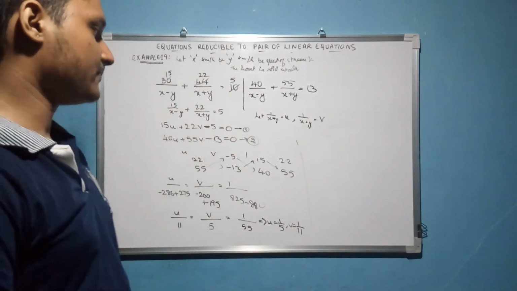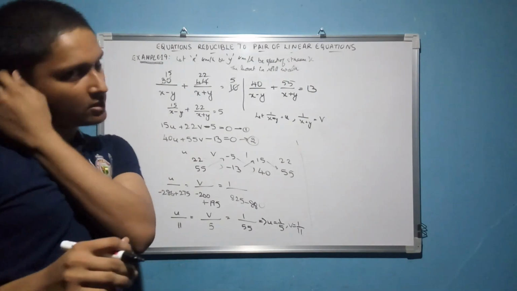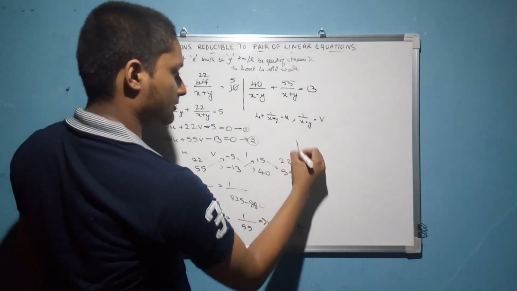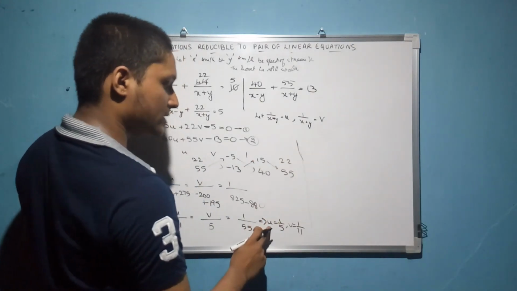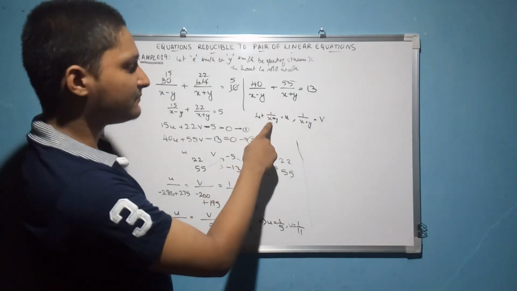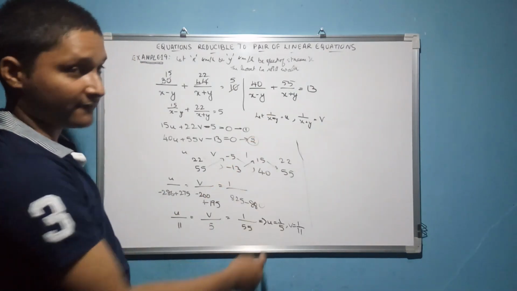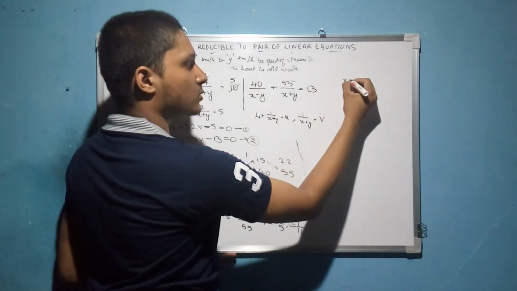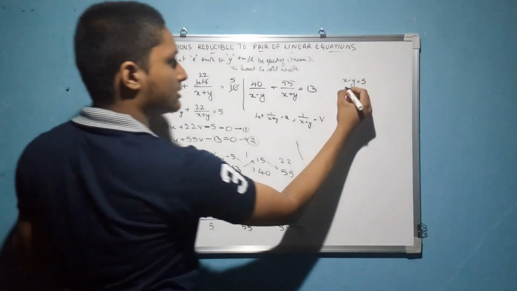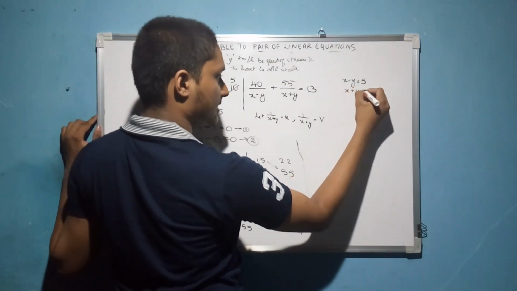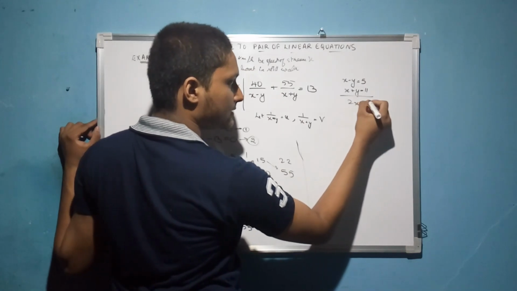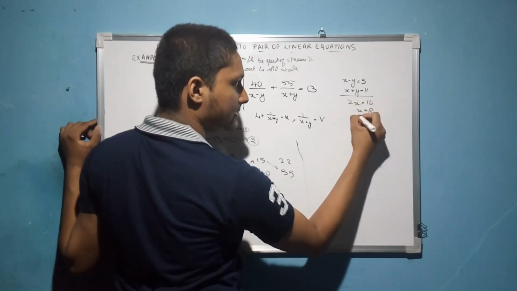So this is a long question. You have to expect such long questions when it comes to maybe the 4 mark or 5 mark questions. So now you have here u is equal to 1 by 5, but u had been substituted to be 1 by x minus y. Therefore x minus y is going to be 5, and x plus y is going to be 11. Just add them. You get 2x is equal to 16, x is equal to 8.